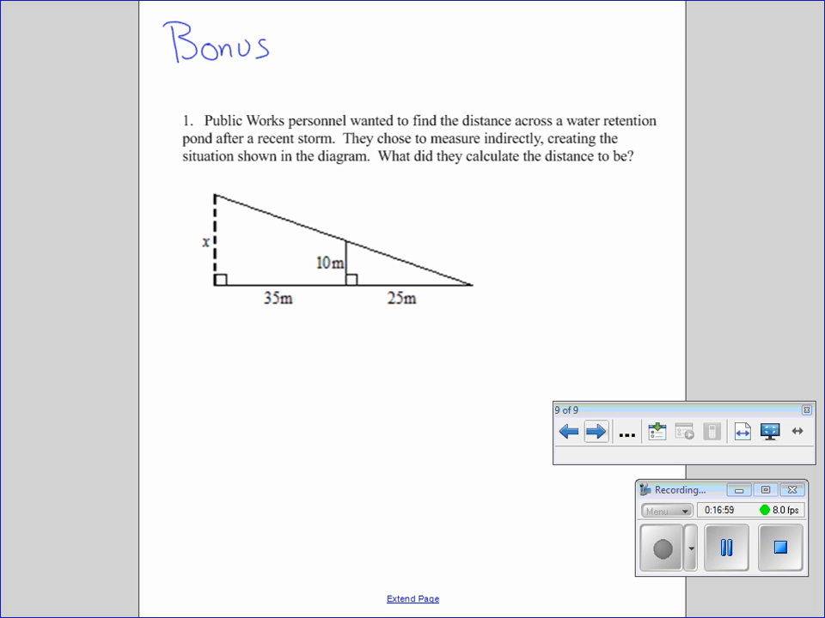And there you have it, another bonus. Public Works personnel wanted to find the distance across a water retention pond after a recent storm. They choose to measure indirectly, that's what I just showed you, creating the situation shown in the diagram. What do they call the distance to be?